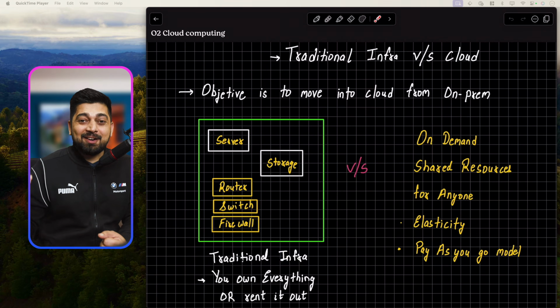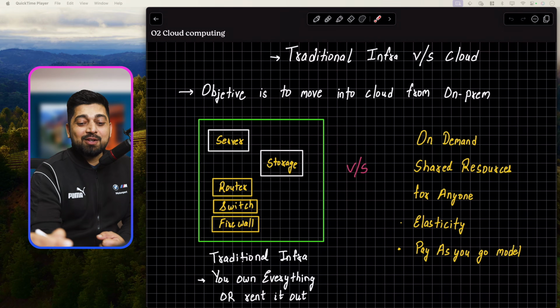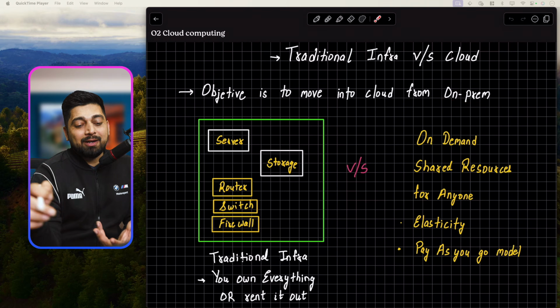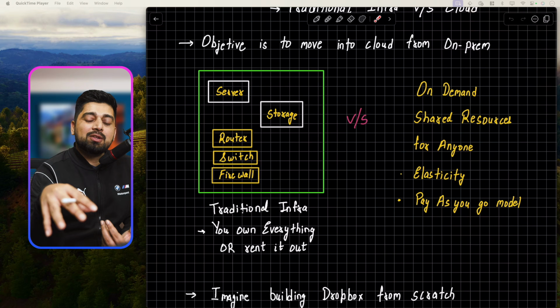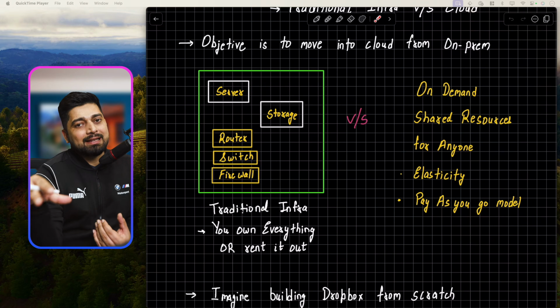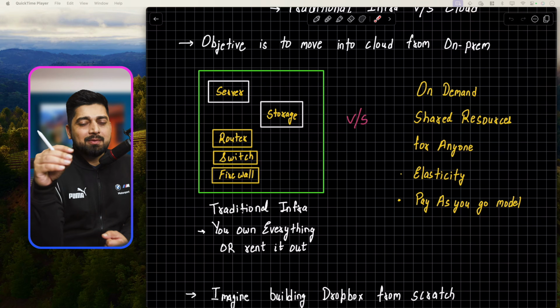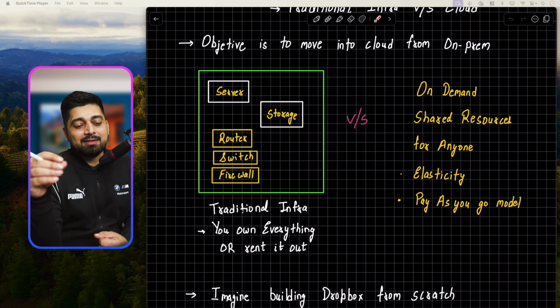Had all these air conditioners and everything. So this was the case with the on-premises, but now we are moving on to the cloud era. So the objective is to move into that. Let's talk a little bit about how the traditional infrastructure looks versus how the cloud infrastructure looks, so that you can answer some of the questions that are being asked to you in the exams.